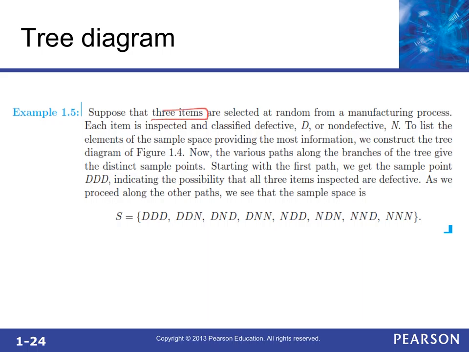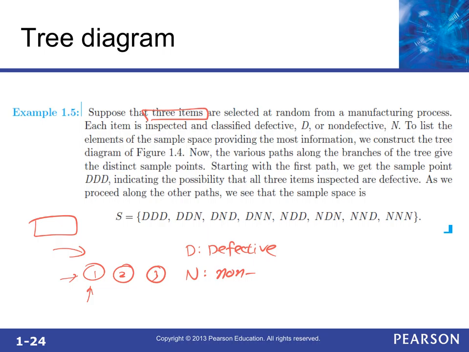Suppose that three items are selected at random from a manufacturing process. So we will have three items from a manufacturing system. For example, this item may be a smartphone or television or something like that. But anyway, we are going to have three items, and we will examine whether each item is defective or non-defective. If it is defective, we can simply denote it as capital D, and if it is non-defective, we will simply denote this item as capital N.